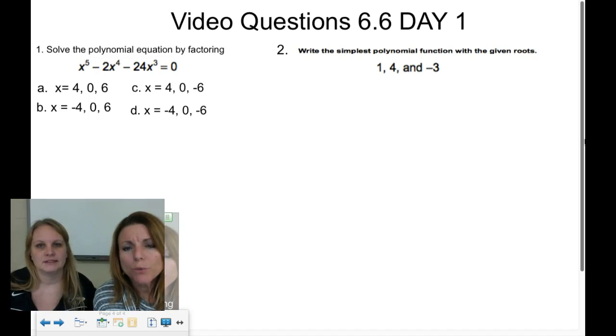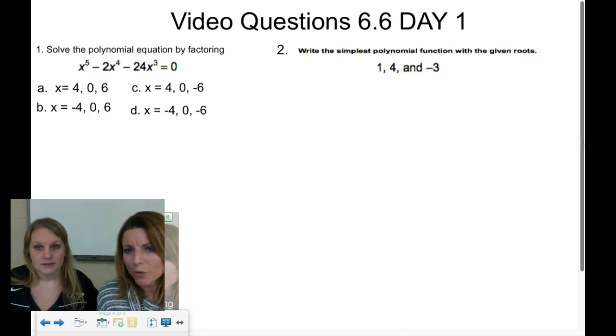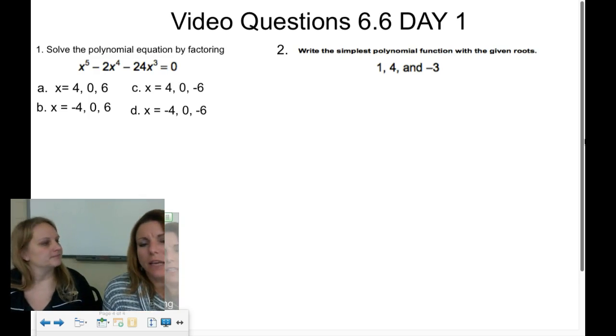Number 2, write the simplest polynomial function with the given roots. We give you the roots, you give us the polynomial, just like the example we did.